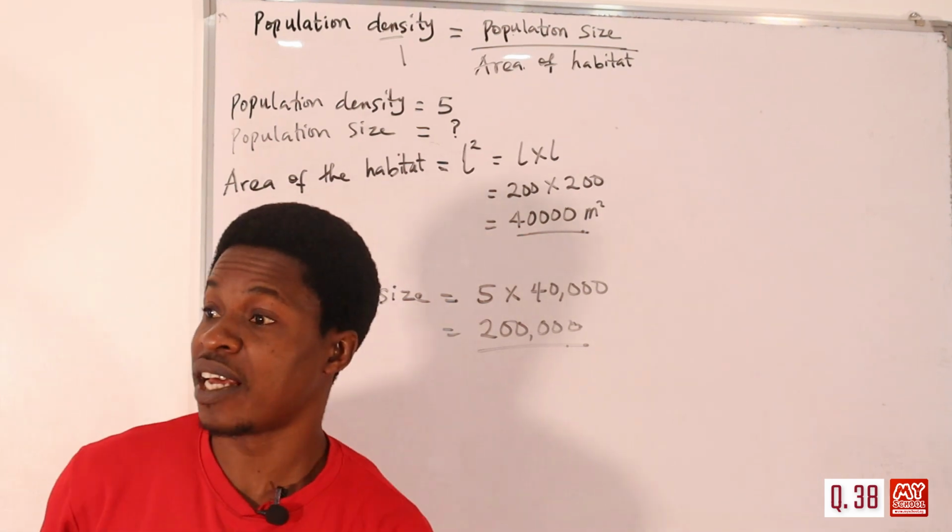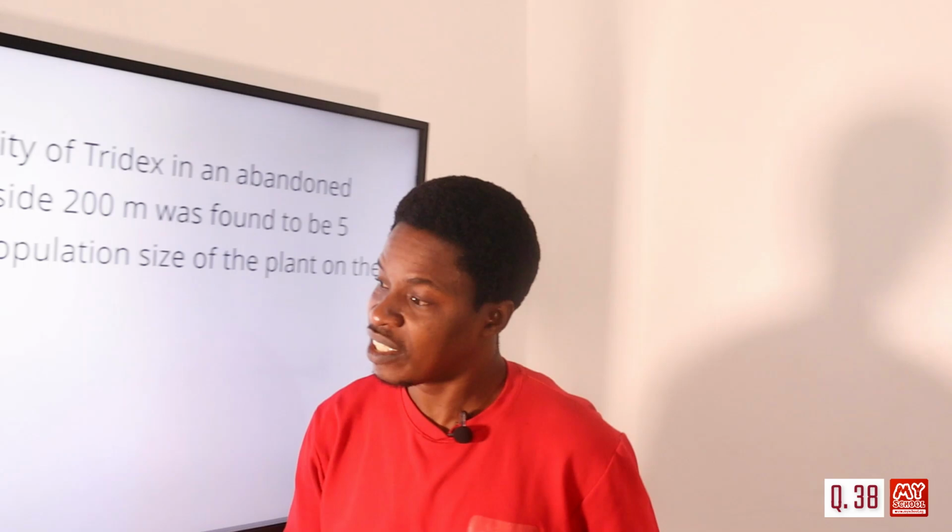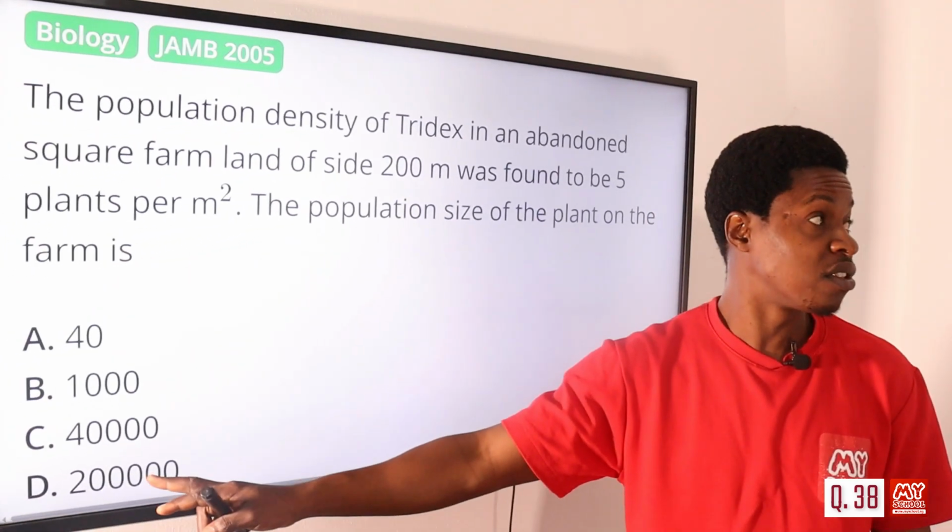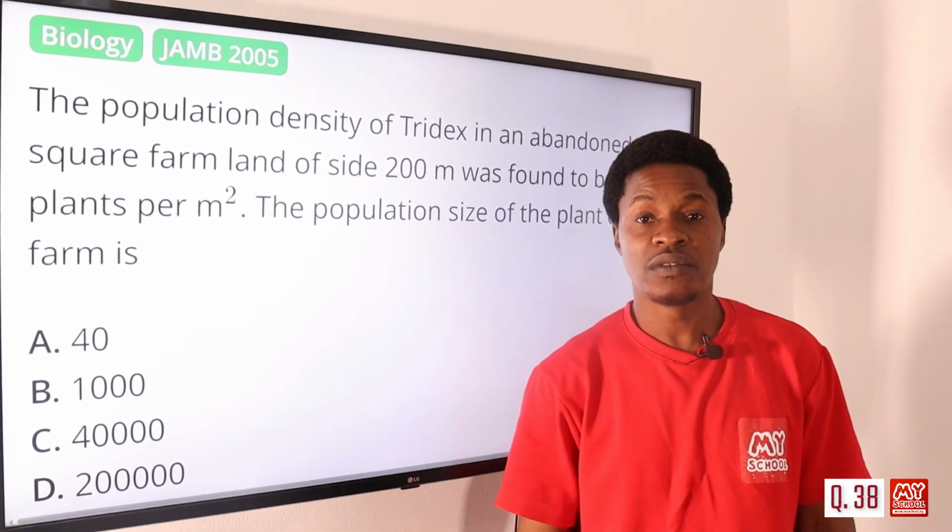Let's move on to the screen now. So the options here, we have 41,000, 40,000, and 200,000. So the correct answer is option D, 200,000.